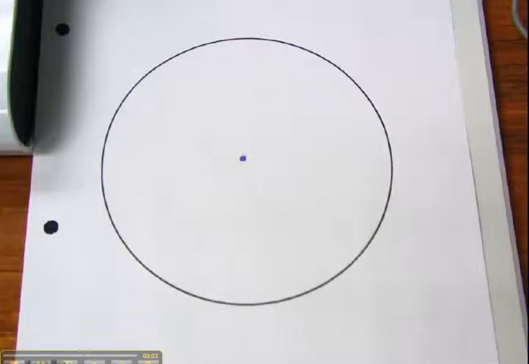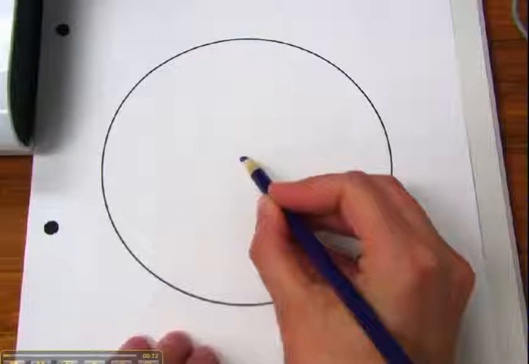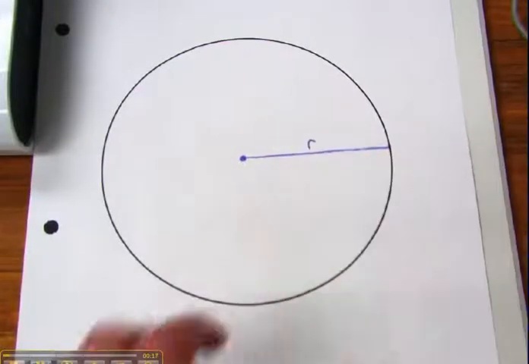Today's tutorial is going to be about finding circumference and area of a circle. There's two important measurements you need when finding circumference and area of a circle. The first one is the radius. The radius is the distance from the center of the circle to any point on the outside of the circle. So I'm going to label this R.